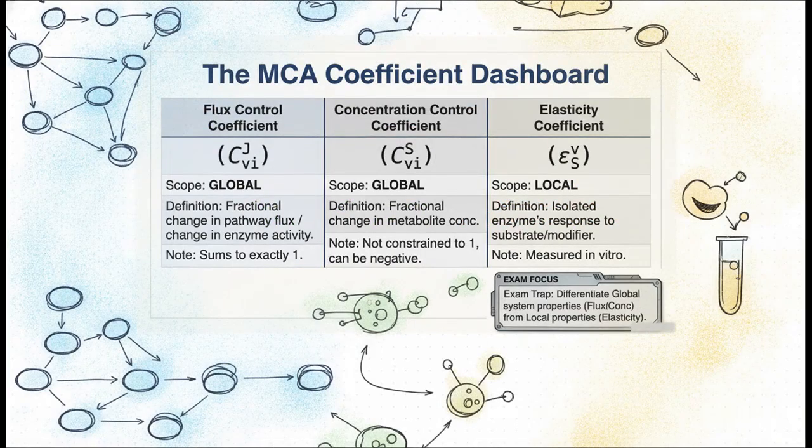Now, when you're looking at the metabolic control analysis dashboard, please do not fall for this classic exam trap. You absolutely must differentiate between global system properties and local ones. For example, the flux control coefficient, that's global. It represents a fractional change across the entire pathway's flux. But the elasticity coefficient, completely local. That strictly describes an isolated enzyme's response sitting in a test tube.